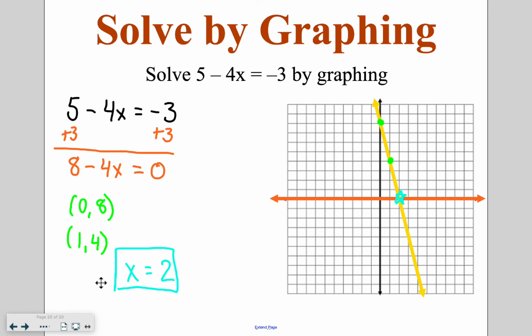Once again, we start by getting it equal to 0. That orange line then, remember, is your x-axis, is that 0 marker. Finding and plugging in our values so that we can graph the other part of the line. I get (0, 8) and (1, 4), giving me my x-intercept at (2, 0). So my solution is x equals 2.